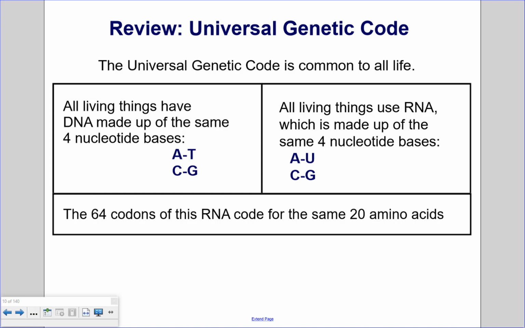Review. Universal genetic code. The universal genetic code is common to all life. All living things have DNA made up of the same 4 nucleotide bases, adenine, thymine, cytosine, and guanine. All living things use RNA, which is made up of the same 4 nucleotide bases, adenine, uracil, cytosine, and guanine. The 64 codons of this RNA code for the same 20 amino acids.